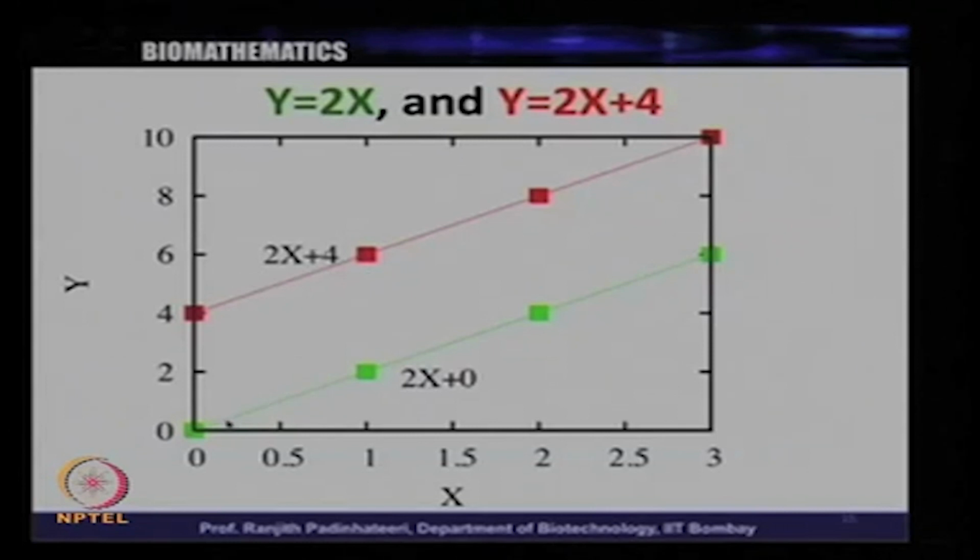So, as you can see, at x equal to 0, the green has value 0. On the other hand, the red has value 4. So, what it means is that the curves y is equal to 2x and y equal to 2x plus 4 are shifted. They are shifted by a certain amount, the value 4 here. So, the difference between y equal to some constant times x and constant times x plus some other constant is that they are shifted by some value. So, the difference is only a shift, as you saw in the slide.